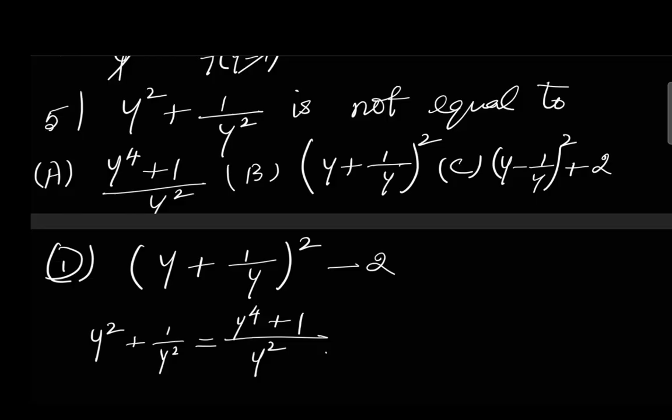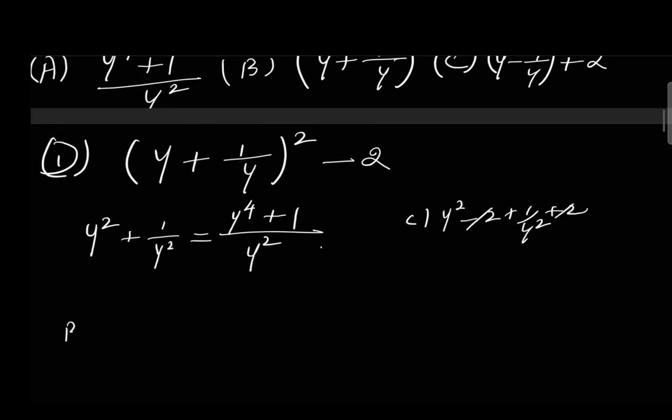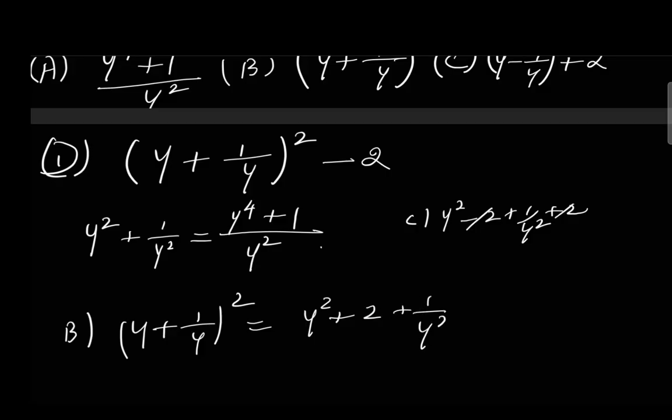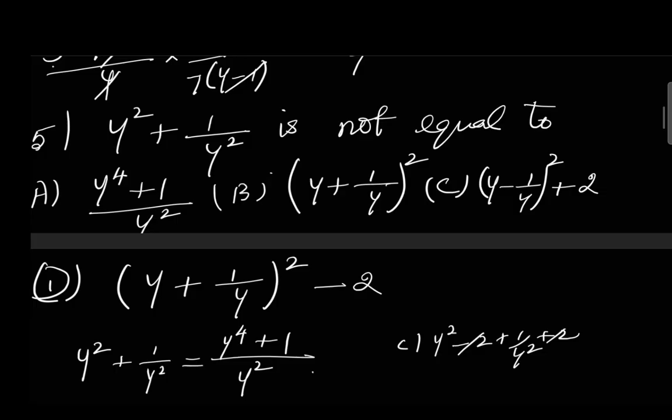If you expand option C, y squared minus 2 plus 1 by y squared, plus 2 and minus 2 cancel, you are getting the original sum. The same for the other as well. But for answer B, if I expand, y plus 1 by y the whole square, y squared plus 2 into y into 1 by y, which is 2, plus 1 by y squared, I am getting an additional term. So option B is the answer; the other terms are equal to this expression.